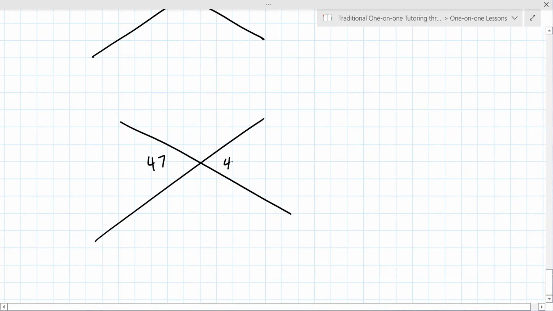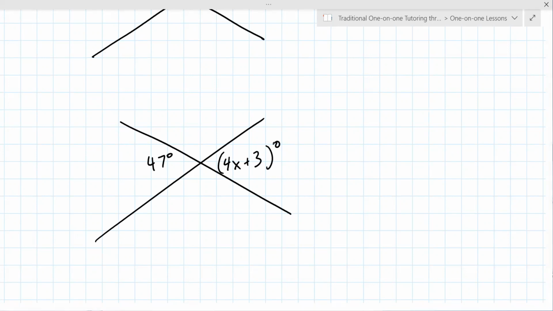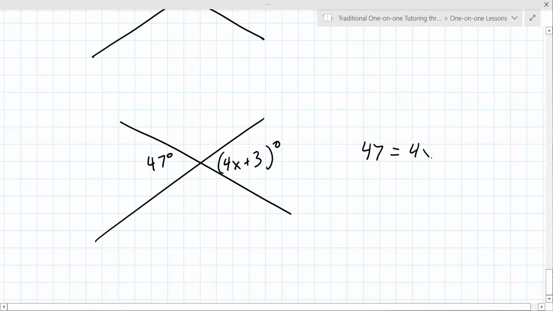47 equals 4x plus 3. 14x. Okay. So these are vertical angles. Vertical angles are congruent. So you set them equal to each other. So you write 47 equals 4x plus 3.